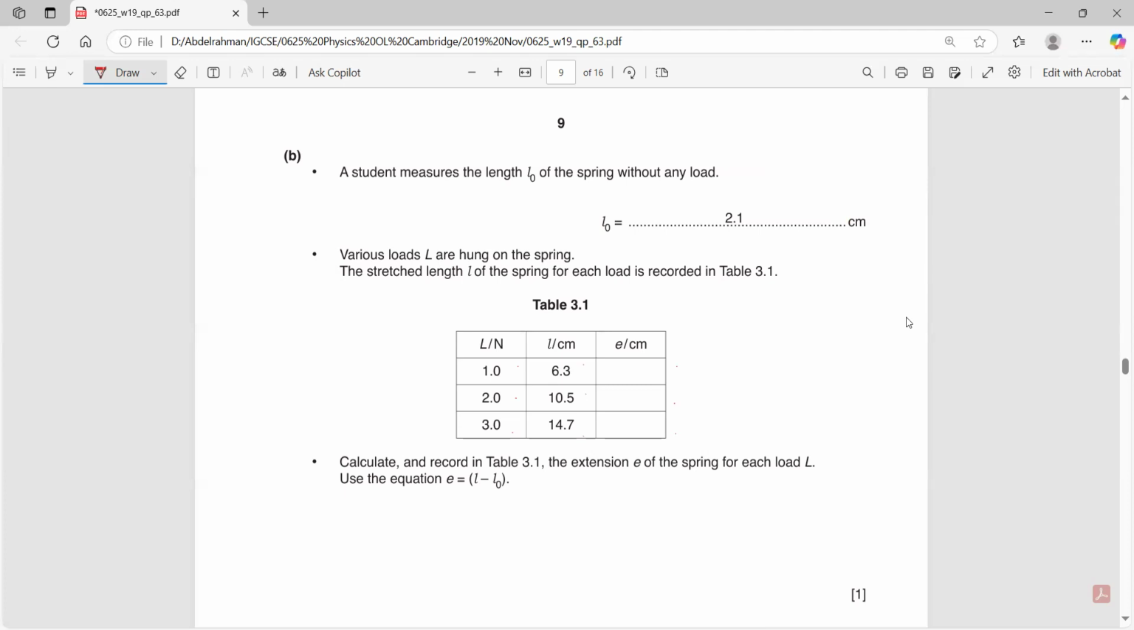Can I find the extension of each of these lengths? Yes. 6.3 minus 2.1, the original length, is 4.2. And then 10.5 minus 2.1 is 8.4, and then 14.7 minus 2.1 is 12.6. We found the various extensions.